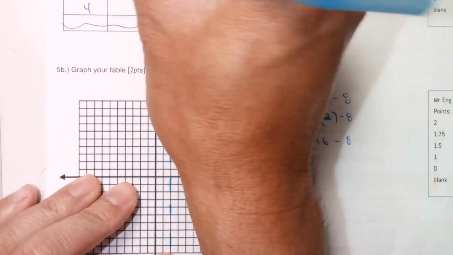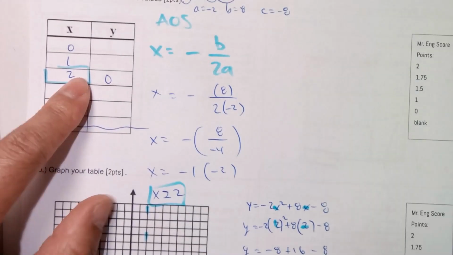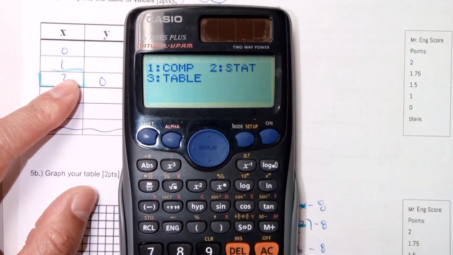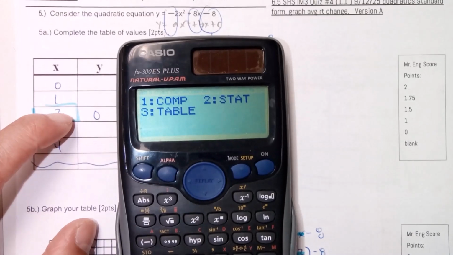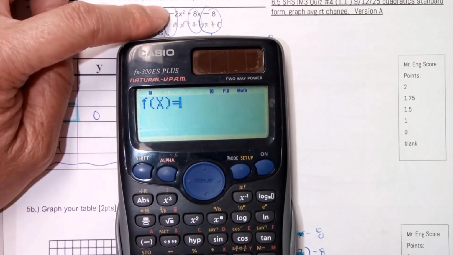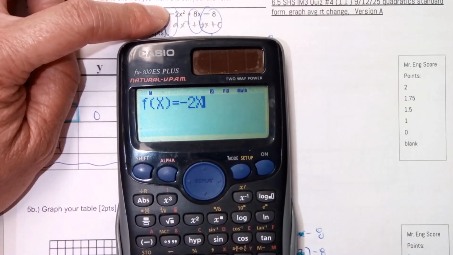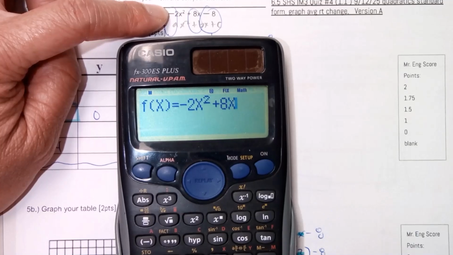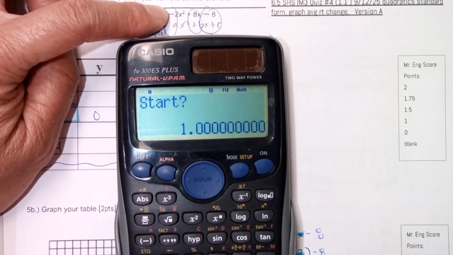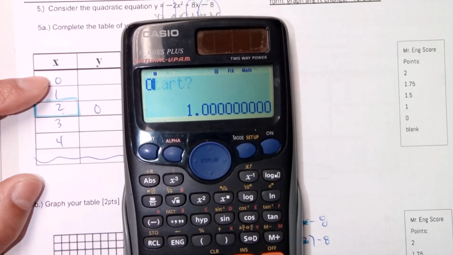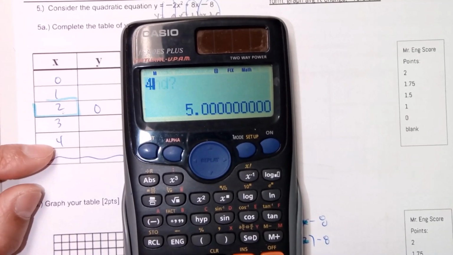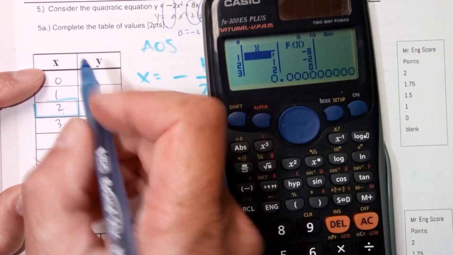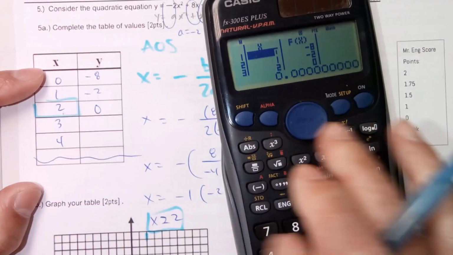Let's double check that. So I'm going to go to mode. And number 3, negative 2 alpha right parentheses squared plus 8 right parentheses minus 8. Now I'm going to start at the number 0, 4, and then stepping by 1. So I can just copy the numbers: negative 8, negative 2, negative 2, and negative 8.